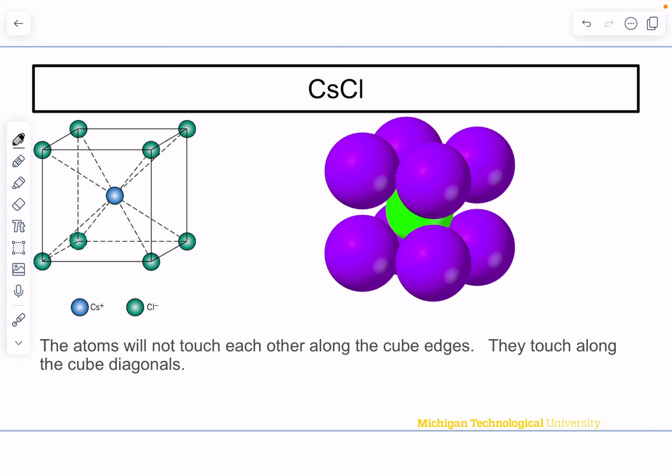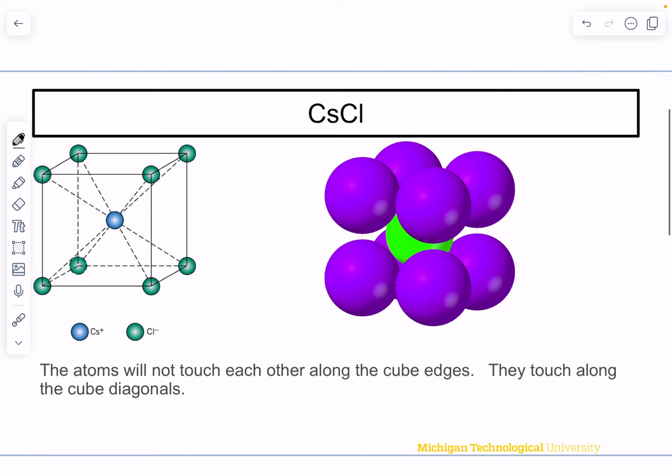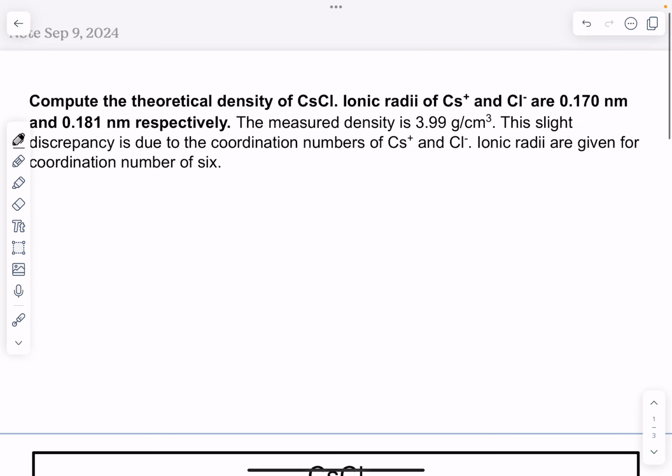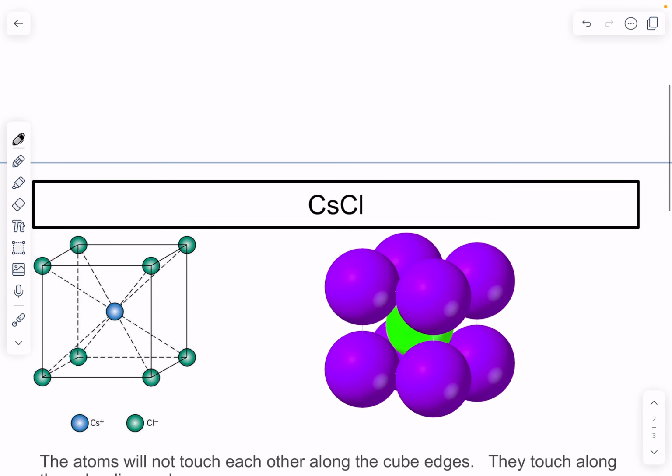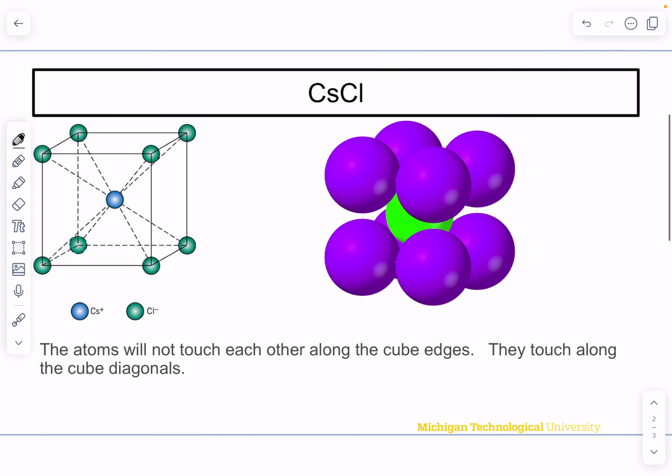This particular problem is focused on doing a calculation on cesium chloride, where we've been asked to compute the theoretical density of this particular ionic solid. From the diagram of the crystal structure of cesium chloride, what we see is that there are chloride ions at each of the corners of the unit cell, and I'm just putting a little hatch on them right now.